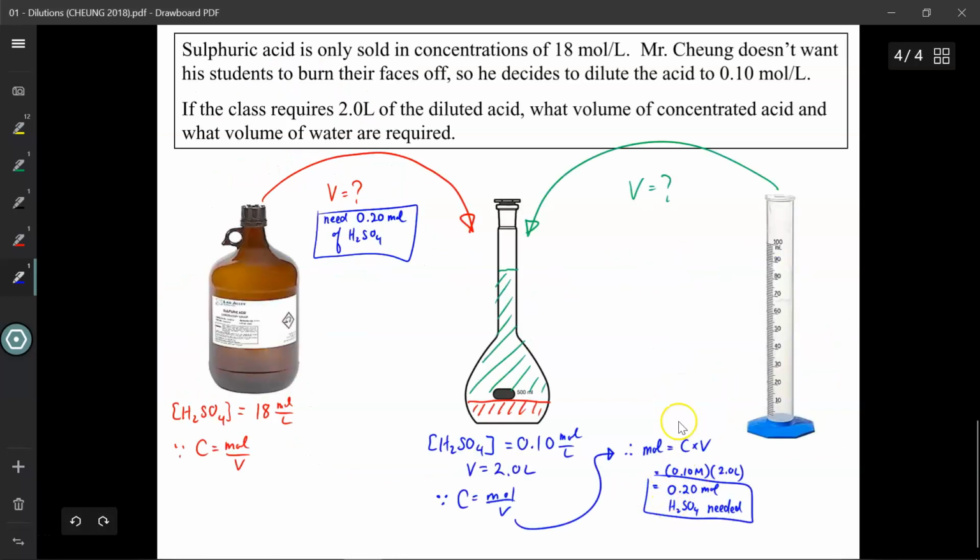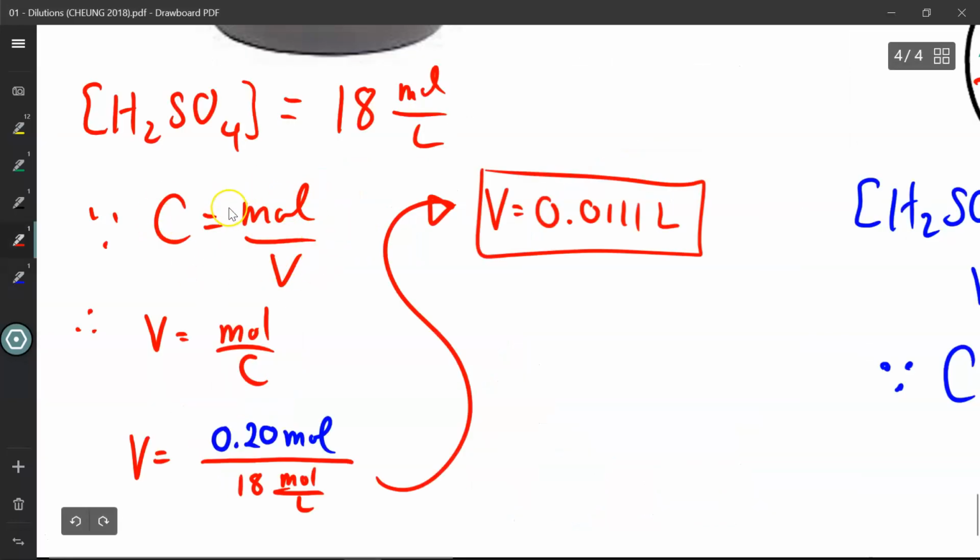Since the sulfuric acid doesn't come from my water, it must come from my stock solution. I know that I need to pour out 0.20 moles of sulfuric acid from here. But what volume is that? Is that 30 mL, 50 mL, 2 mL? How many milliliters of 18 molar sulfuric acid is required to give me 0.20 moles of sulfuric acid? Well, now that I have the mole value and I have the concentration, I can solve for V. So rearranging this equation, I get V equals mole over C.